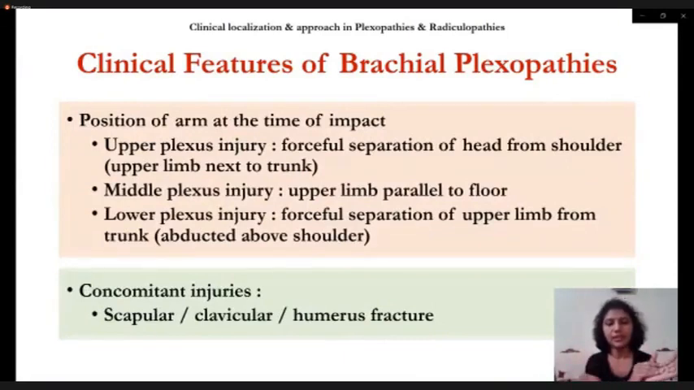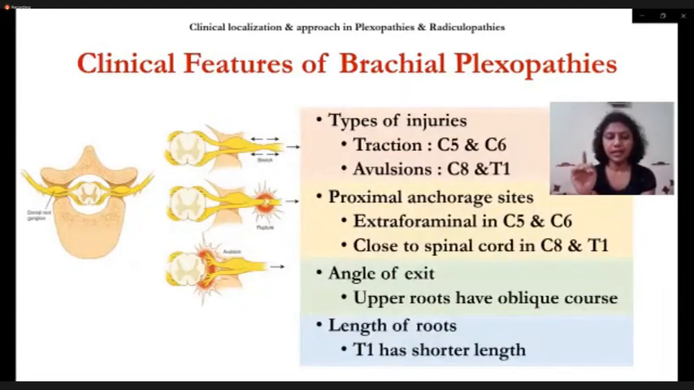In the setting of trauma, the position of the arm at the time of impact suggests which fibers are most likely to be affected. Apart from these, the presence of concomitant injuries also gives an indication as to which portion of the plexus is likely to be injured. In the brachial plexus, the lower two roots commonly avulse, while the upper two roots most commonly rupture extraforaminally. This reflects the anatomical differences in their proximal anchorage sites, the angles of exit from the intervertebral foramina, as well as the individual root lengths.